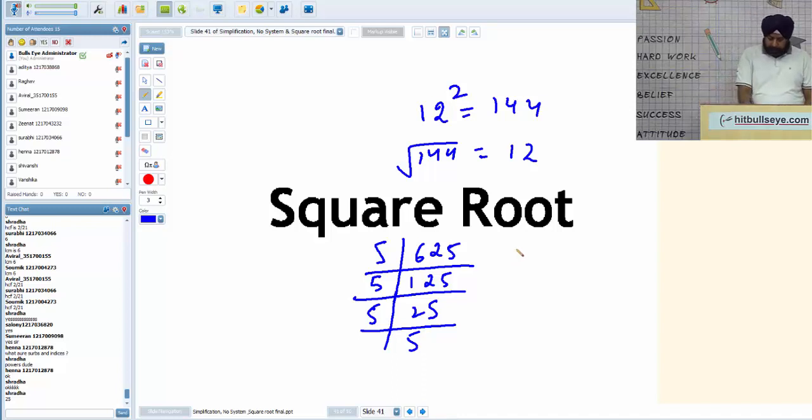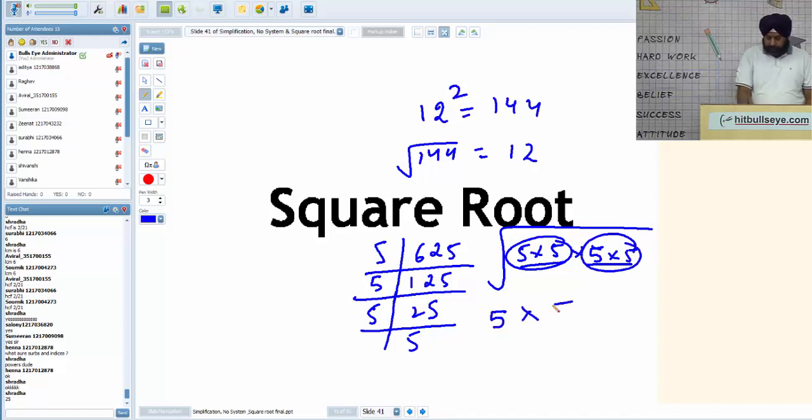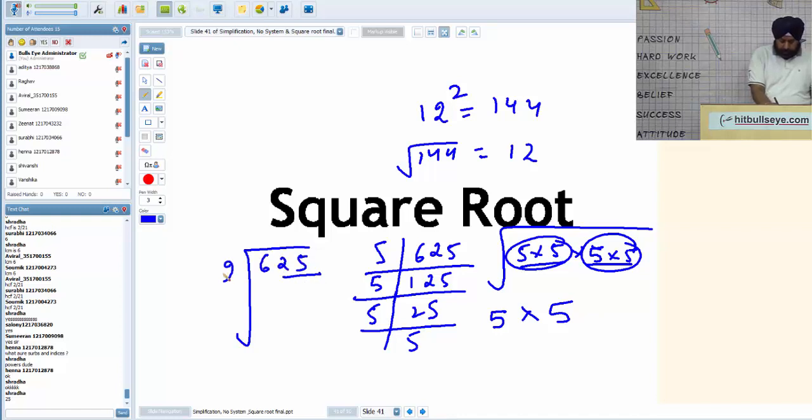But I am explaining the concept. If you are finding the square root, take pairs. So 5 into 5, out of these two 5s take one 5. Again 5 into 5, take one 5. This is by factorization. And by the division method, 625, you take pairs. 2 to the 4.